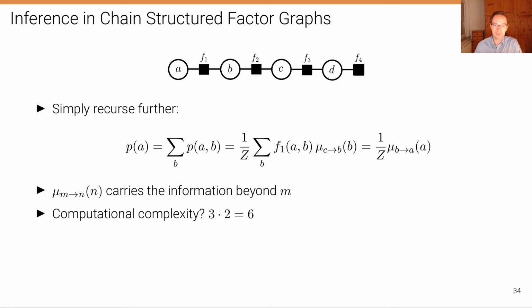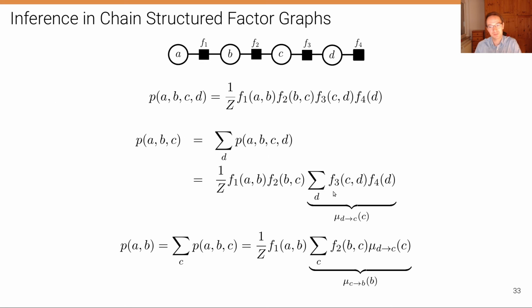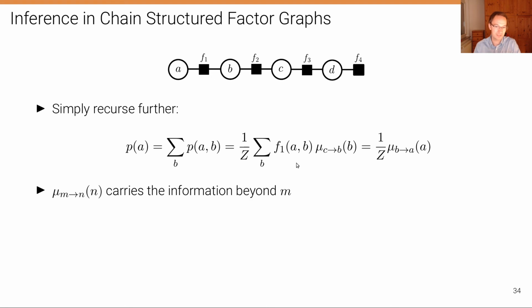Well, if we look at the computational complexity now, what we can see is that we have now just done a summation of 2 terms here, a summation of 2 terms here, and a summation of 2 terms here. So we have a computational complexity of 3 times 2, which is 6. So 6 is not horribly much better than 8.